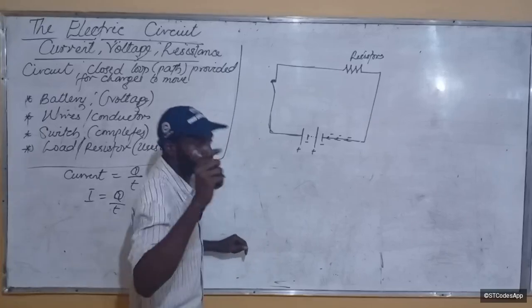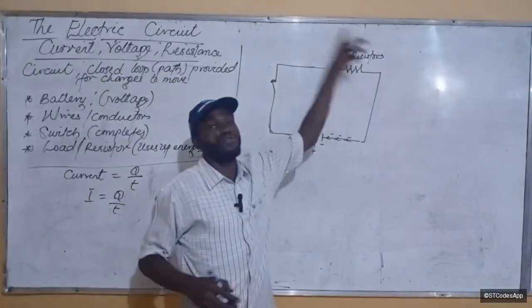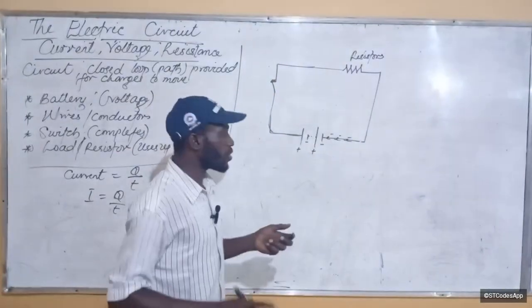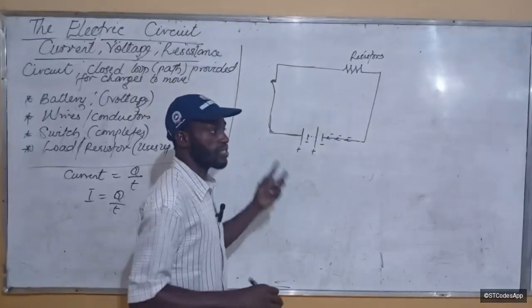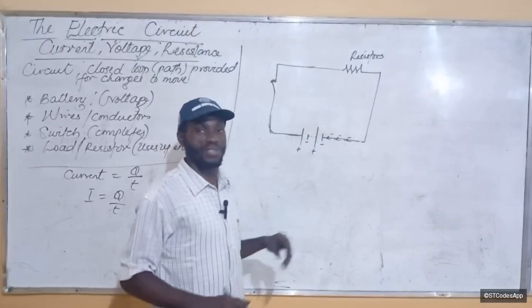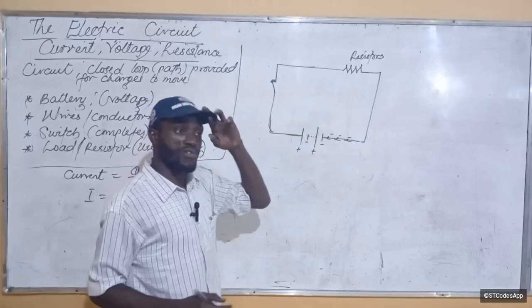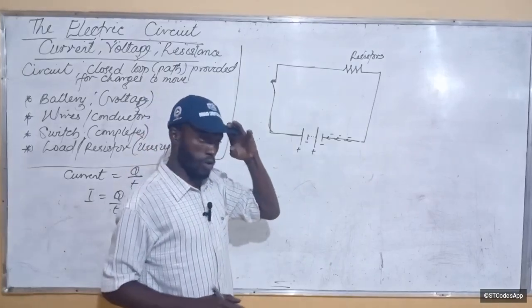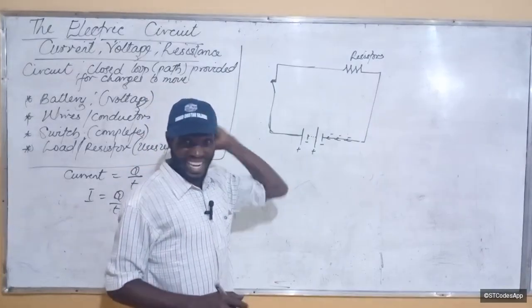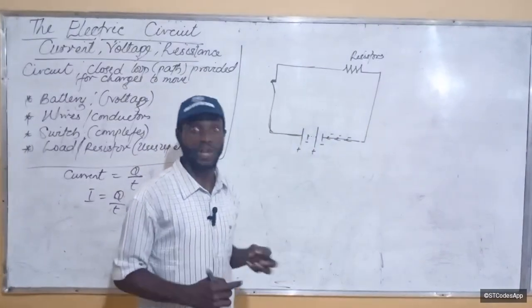But electrons, the path that electrons move is negative to positive. Then you now ask, but we say that current flows from positive to negative, and electrons move from negative to positive. Why is the direction of current not the direction of electron? Actually, the convention was used because it was later that it was discovered that it was electrons that were actually moving, that constituted the current.